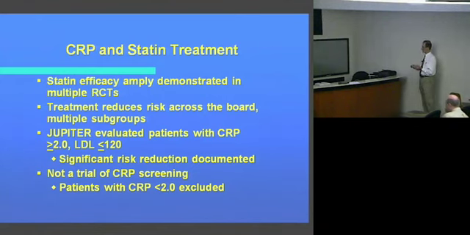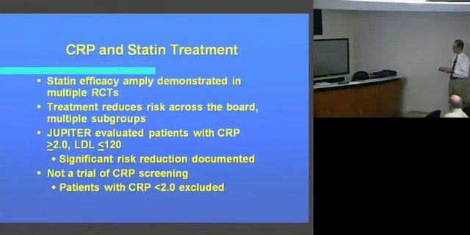The Jupiter trial got a lot of press. This is a very large study, where people were selected in part because they had a high CRP and an LDL that was below conventional criteria for starting statins. They did show a highly statistically significant risk reduction. The way I look at this, it is more evidence for statins in lower risk people. What it was not, though, is a trial of whether CRP was useful in deciding who to treat, because everybody who got into the study had a high CRP by design.